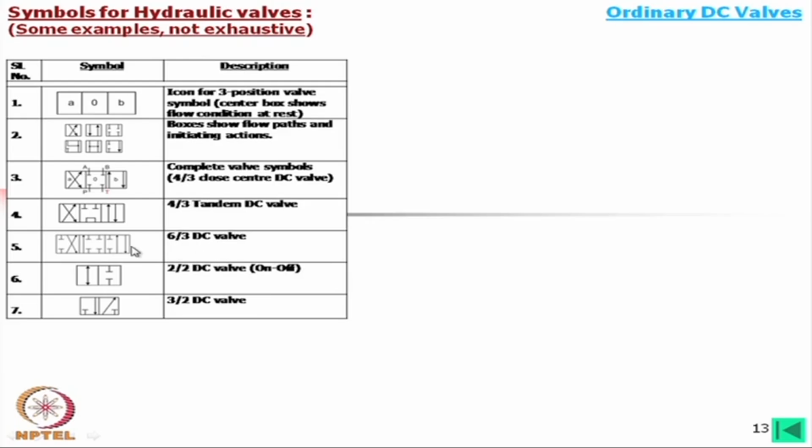However, in forklift trucks many times it requires slight movement of the vehicle while it is being lifted or lowered. Say you would like to take something from the rack, so you have to take it out while you are lifting or lowering. In that case definitely this valve will not be suitable, but I have given an example where the 6 by 3 valve is used. Now, this is a 2 by 2 valve, so simply it is an on off valve.